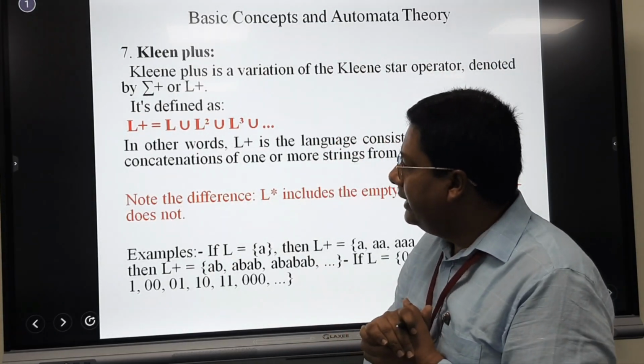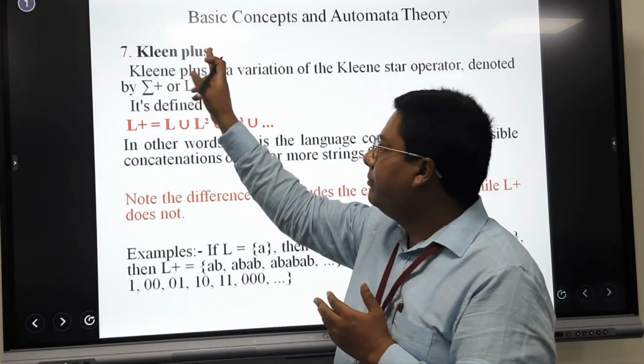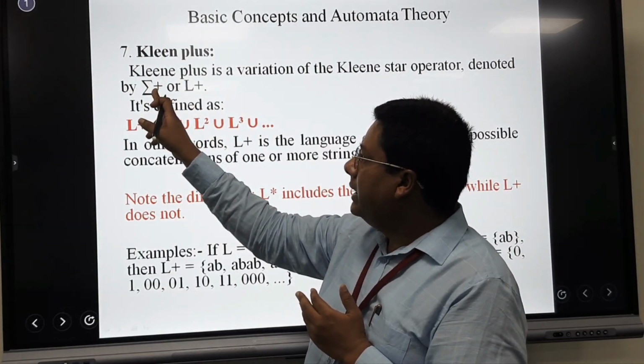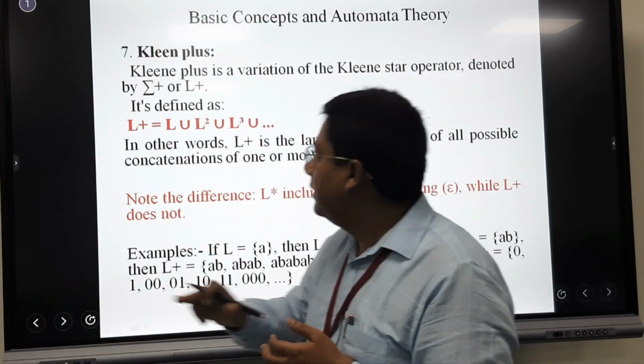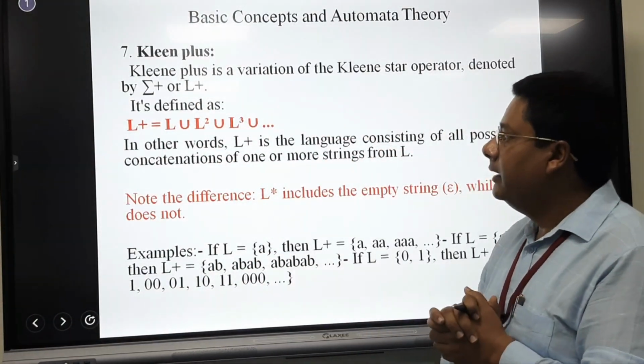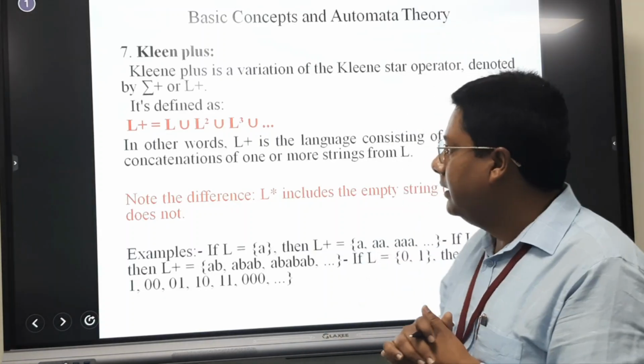As earlier, we represented the Kleene star with the star sign. Now this is the Kleene plus, which is why we represent it with the plus sign over sigma. Or we can also represent the plus sign with L.